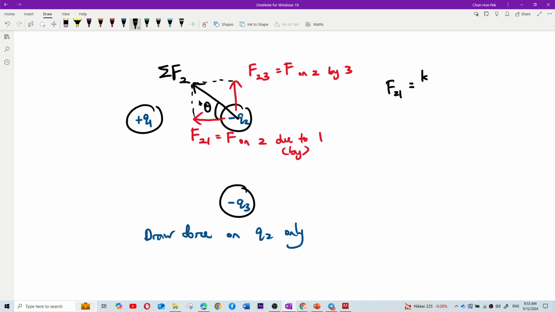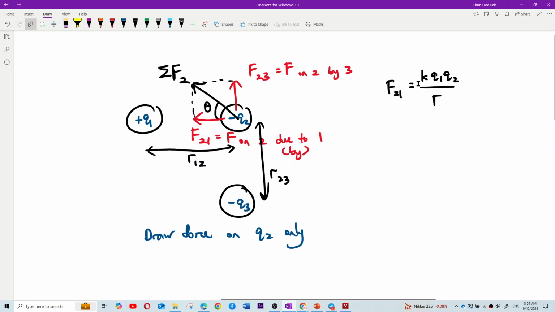What F21 means: F equals k Q1 Q2 over the distance between them, between 1 and 2, this is R12. And then the distance between 2 and 3 means R23. Understand? So you have to find F21. Use the formula k Q1 Q2 over R12 squared, and then you also need to find first F23 equal to k Q2 Q3 over R23 squared, the distance between 2 and 3.